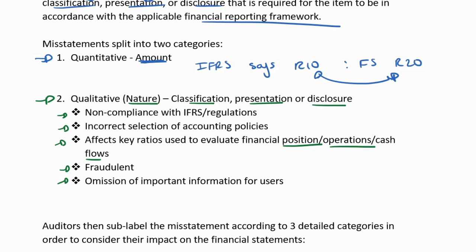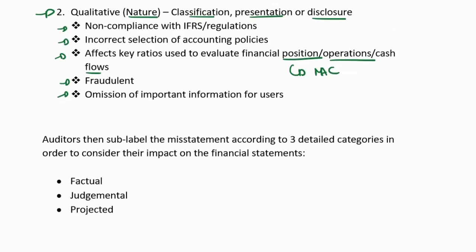And guys, these are the things you need to look at from a MAC perspective. Look at my ratios in MAC and then see, does this misstatement affect any of those MAC ratios? Because then it potentially affects how users view the financials. So once we've been able to split it into those two categories, we are then able to subcategorize a misstatement into whether it is factual, which means there is no doubt that there's a misstatement. It is definitely a difference between what IFRS says and what is in the financials. It's obvious. There's no doubt about it.